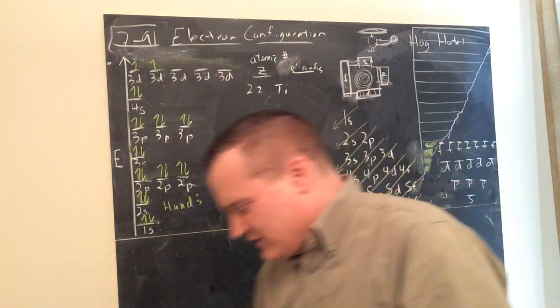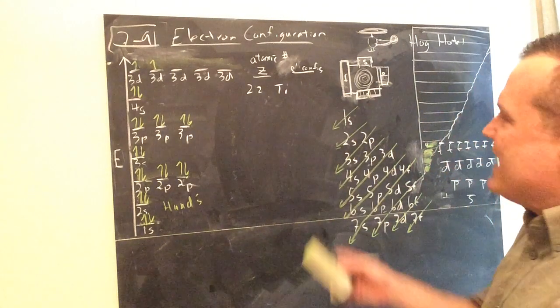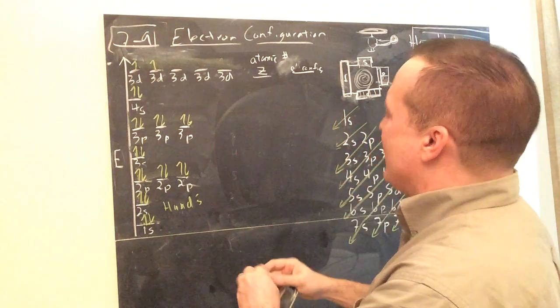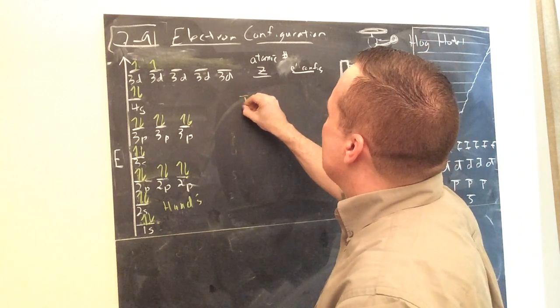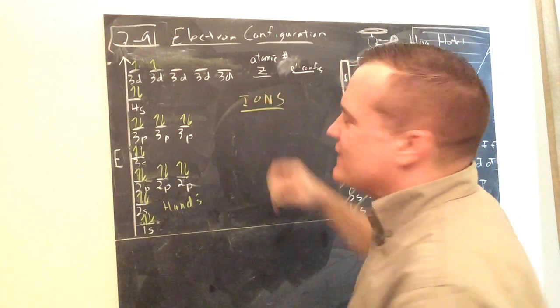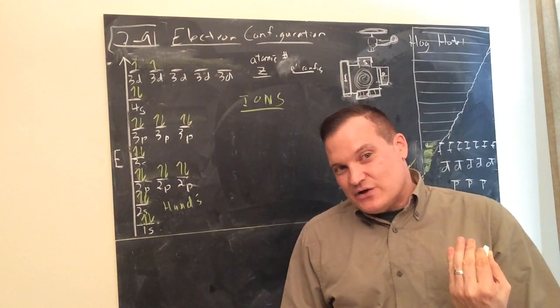Now I want to show you one more thing before I let you go. Okay, so what about ions? And you can do a little bit of the ions. I'll tell you tomorrow more about ions. I'll introduce it a little bit. Remember, an ion is an atom that either gains or loses electrons.